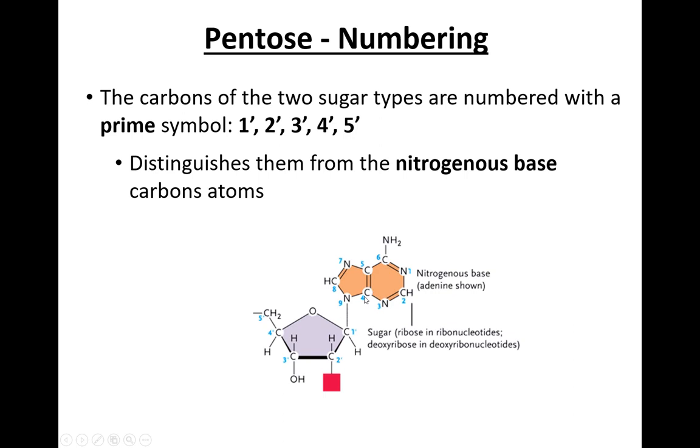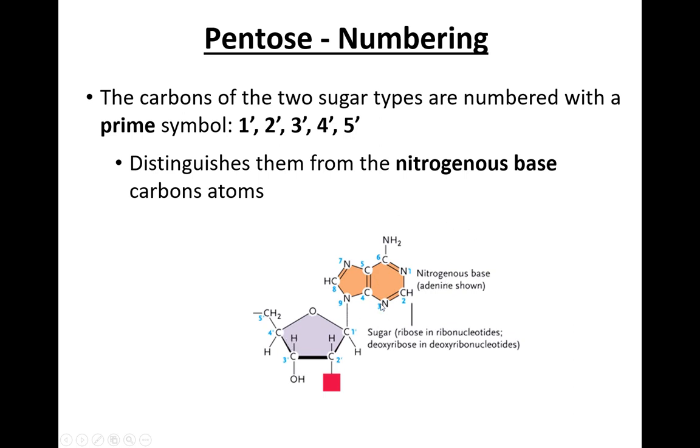For example, this is carbon 4. If you call this carbon 4, you don't really know which carbon you're referring to. Whereas if you call this carbon 4 prime, so all the carbons in the pentose have a number and the prime symbol, you know exactly what I'm talking about. So if I tell you carbon 4, now you know I'm talking about this carbon here. If I say carbon 4 prime, you know I'm talking about the carbon present in the pentose.